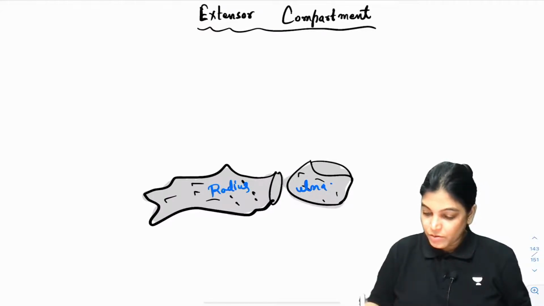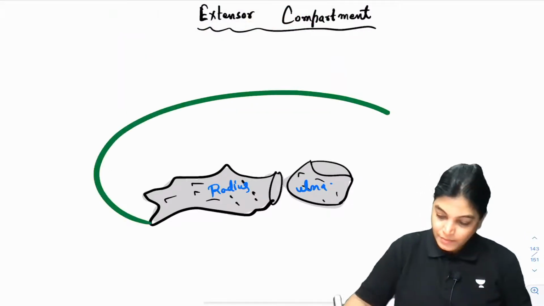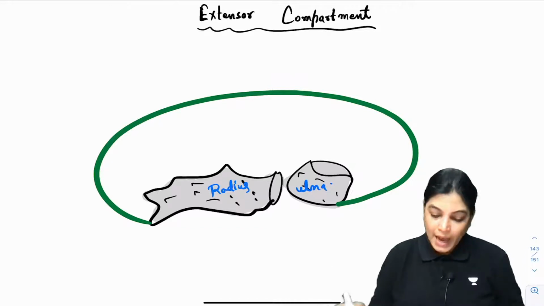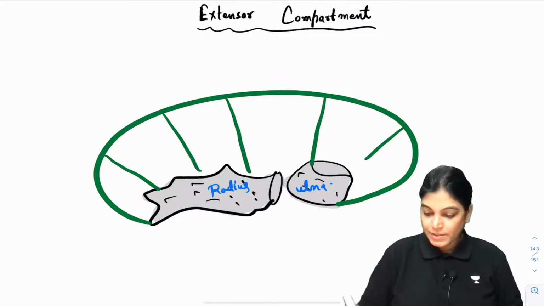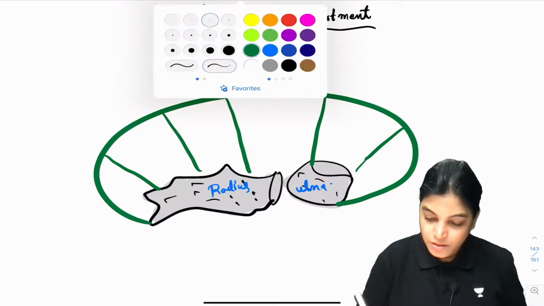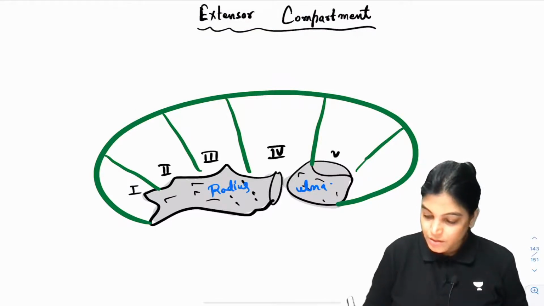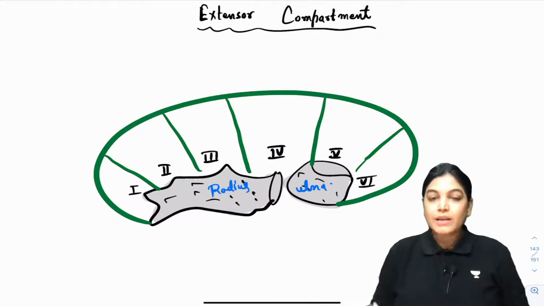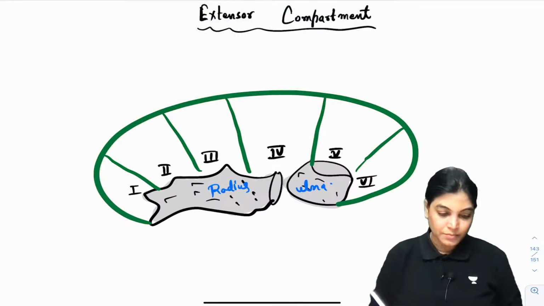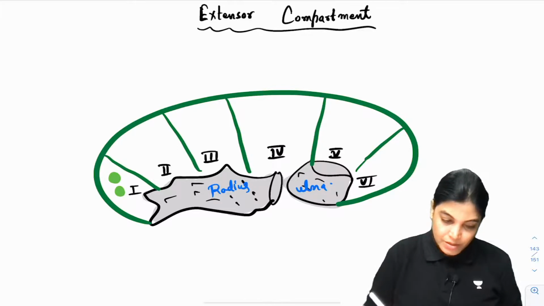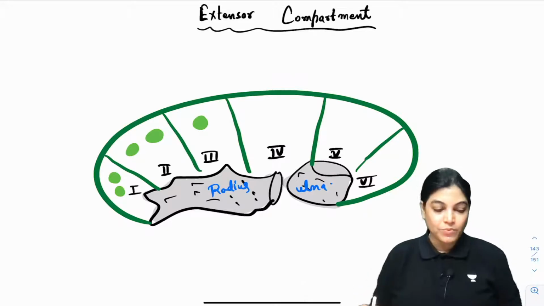And with green color I would like to make the extensor retinaculum. So this is the extensor retinaculum which I have made. How many compartments? 1, 2, 3, 4, 5 and 6. This is the first compartment, this is the second one, this is the third, this is the fourth, this is the fifth and this is the sixth. Now we have to know the structures residing in individual compartments. 2 tendons in the first compartment, 2 tendons in the second one, just a single tendon in the third one. This is a schematic diagram to make you understand.